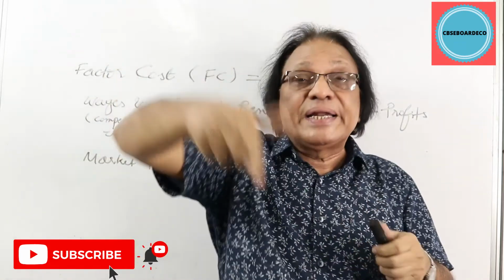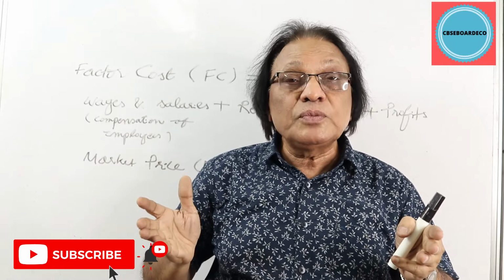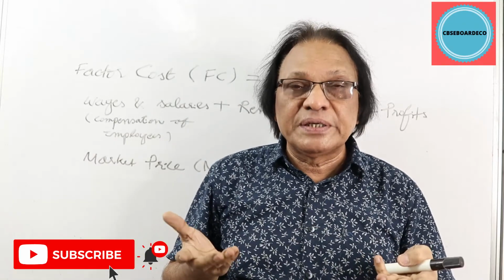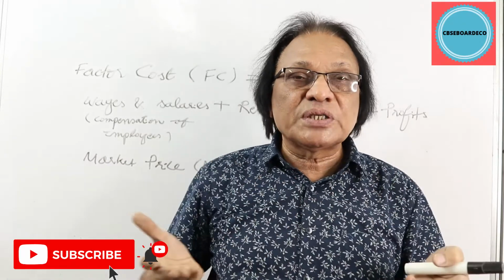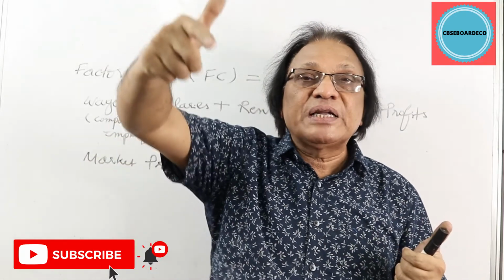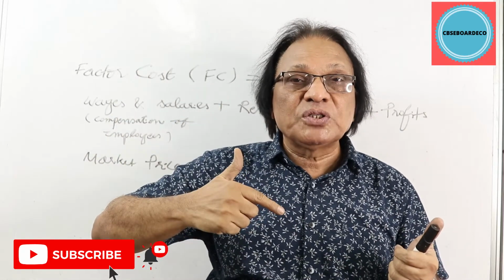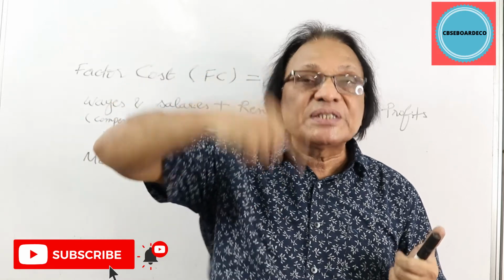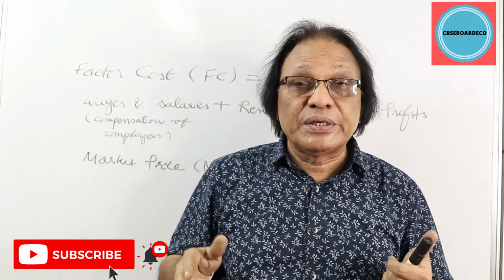If you add NIT to the factor cost, we get market price of the commodity. Market price and factor cost can be equal when NIT is 0. Market price will be greater than factor cost when NIT is positive. Market price is less than factor cost when NIT is negative.